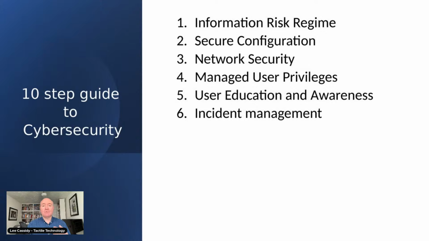We've gone through some basic things at the beginning. We've understood our risk. We've tried to secure our configuration. We've made sure that our network is secure. We've ensured that privileges are set for all of our users. We've educated our users and given them awareness of what might happen if there was an incident. So the next thing is, if there is an incident, how do we manage that incident?